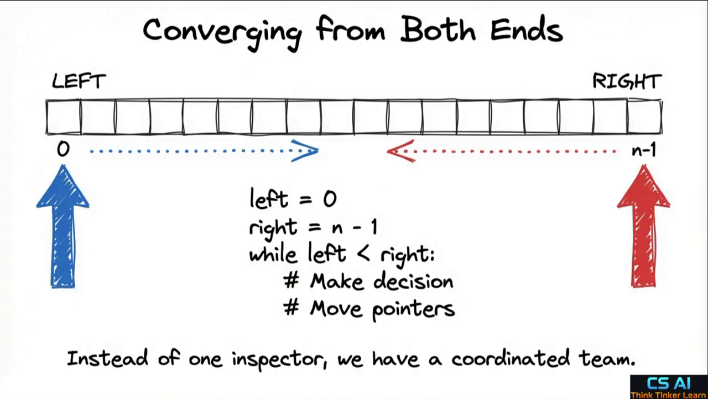Inside the loop, the process is always the same. Make a decision based on the values at array of left and array of right. This could be a comparison, a swap, or a calculation. Move the pointers. Based on the decision, you'll increment left, decrement right, or maybe both. This simple, elegant structure is the foundation for solving a huge class of array-based problems efficiently.